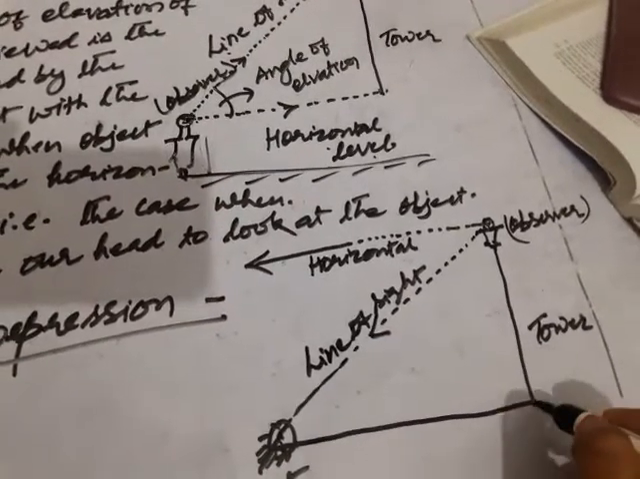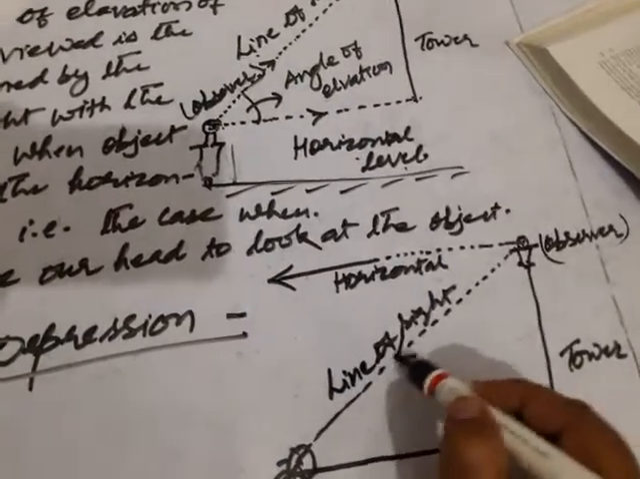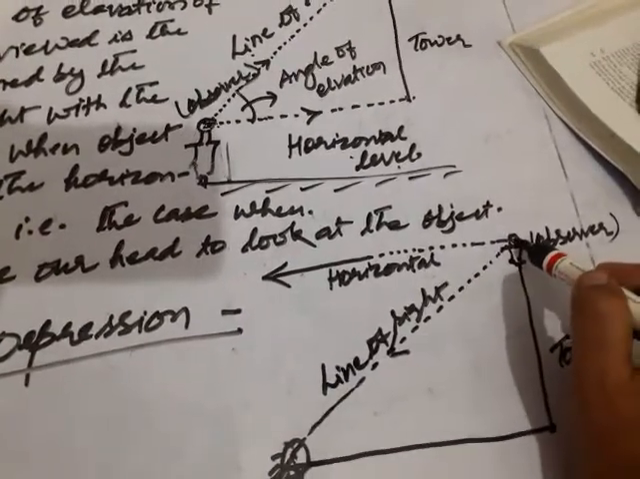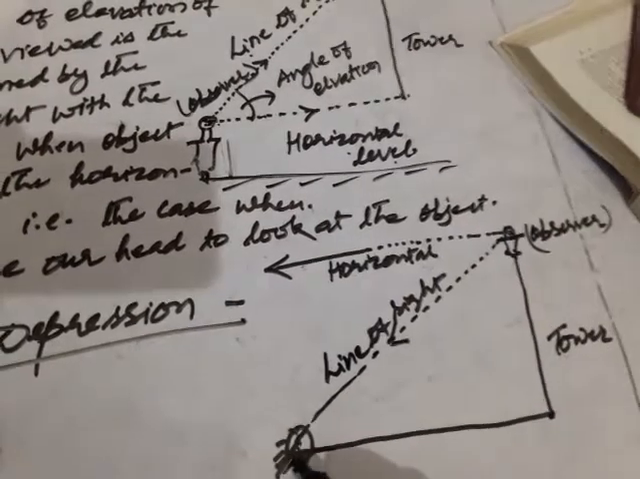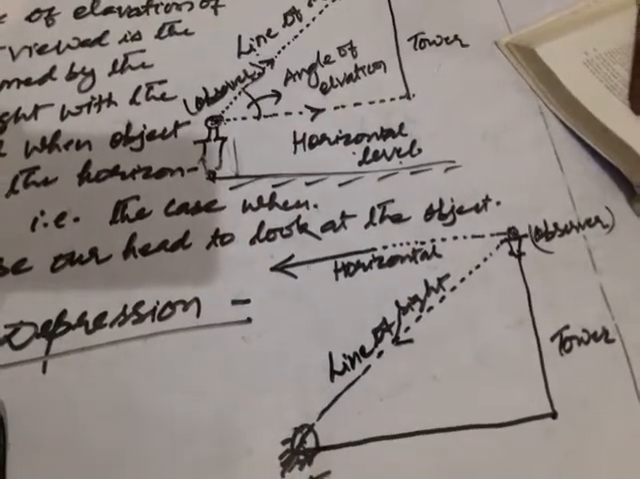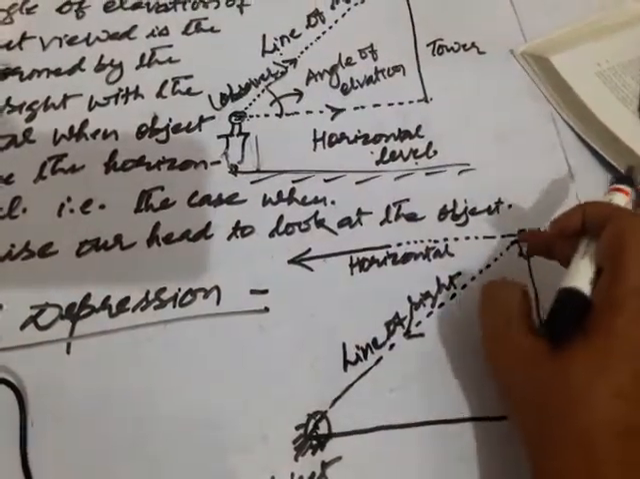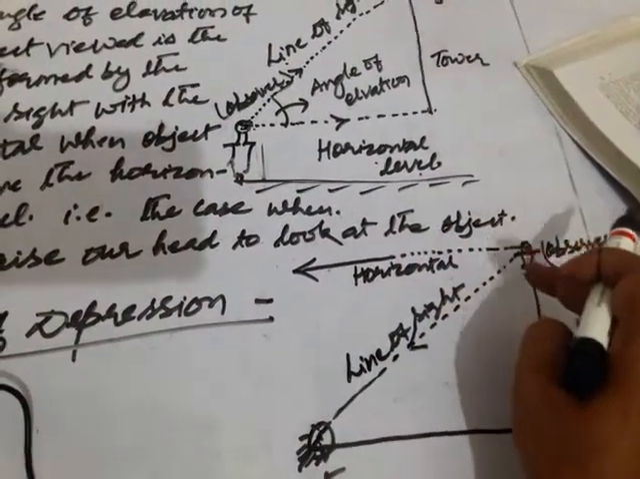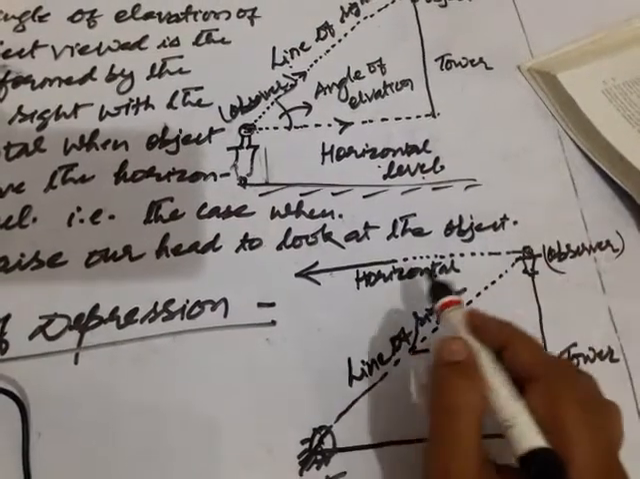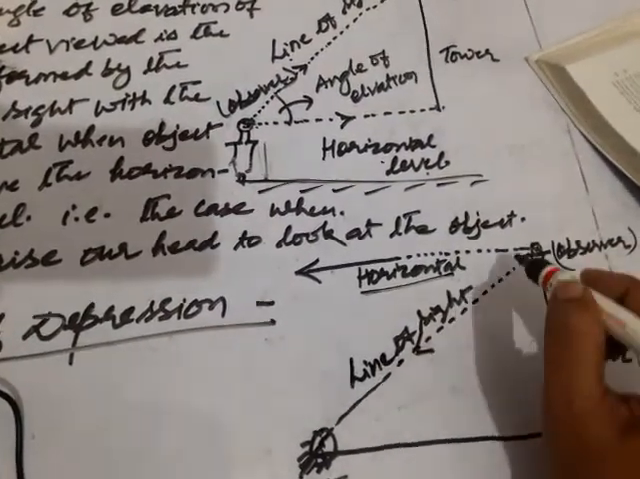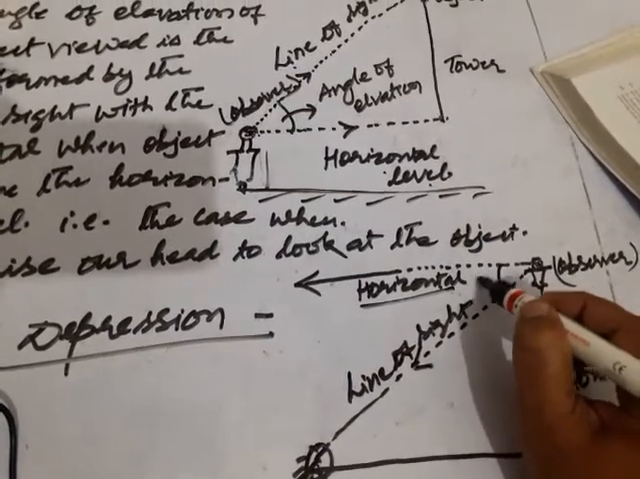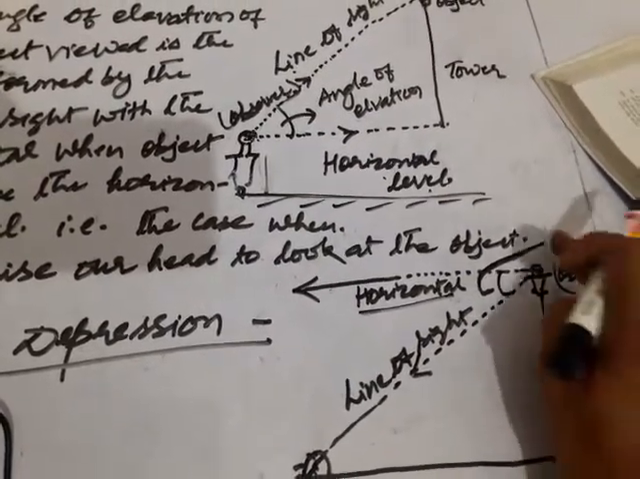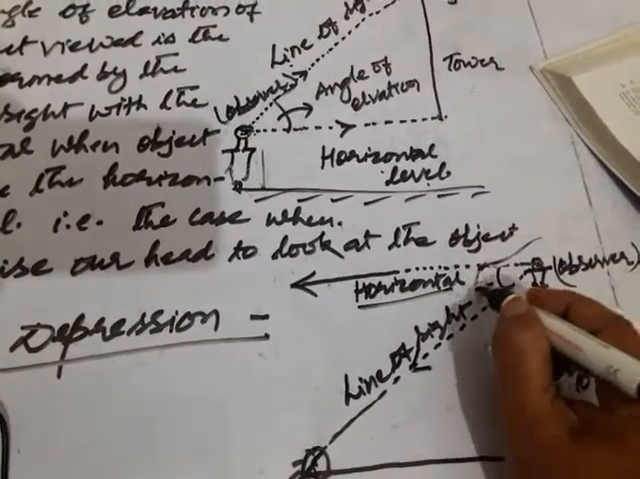Now this is the grassroots level here, clear. This is now the foot of the tower. Now look at here, children. The observer is sitting on the top of the tower. The object that is being viewed is kept here below the horizontal level. Two rays emerge simultaneously from the eye of the observer. This is called the horizontal level, and this is called the line of sight.